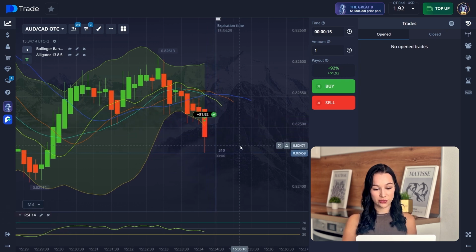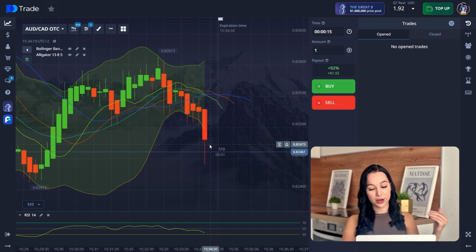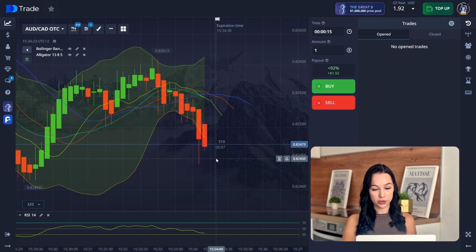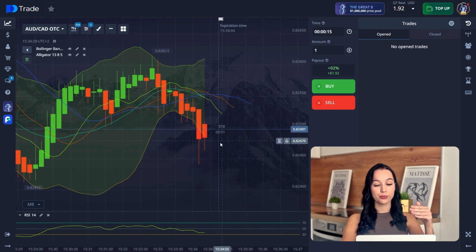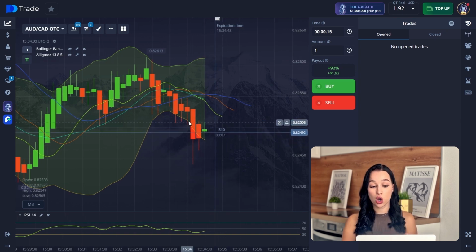As you can see, the three lines of the Alligator are moving downward in the same direction. There's a distance between them. The line of RSI is also moving downward to the 30%, the oversold zone. So that's why we opened a trade down here, and also our price already crossed the lower line of the Bollinger Band, showing us how strong the downward trend is right now.